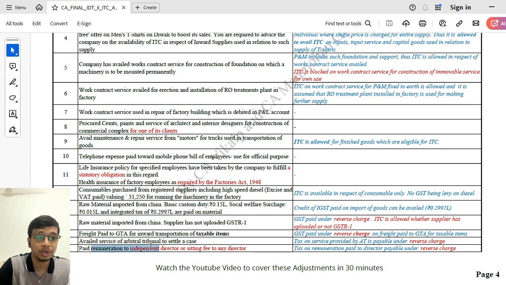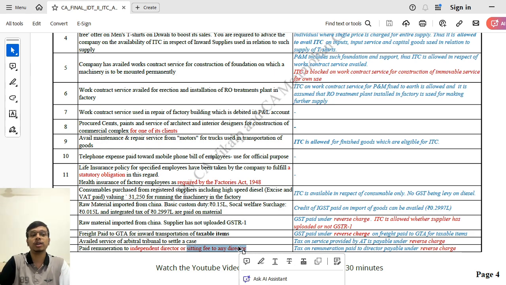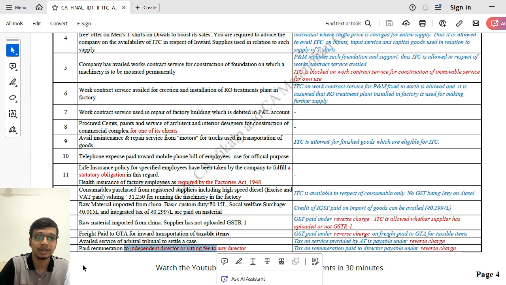Next, paid remuneration to independent director and sitting fee for any director. So in that case, normally if remuneration has been paid to the normal director, it is considered as salary, not taxable under GST. But remuneration paid to independent director is considered as a normal fee, so we can claim ITC on that also. And sitting fee to any director, we can pay sitting amount to any director and claim ITC for such GST. But in that case also RCM applies for independent director and sitting fee to any director.